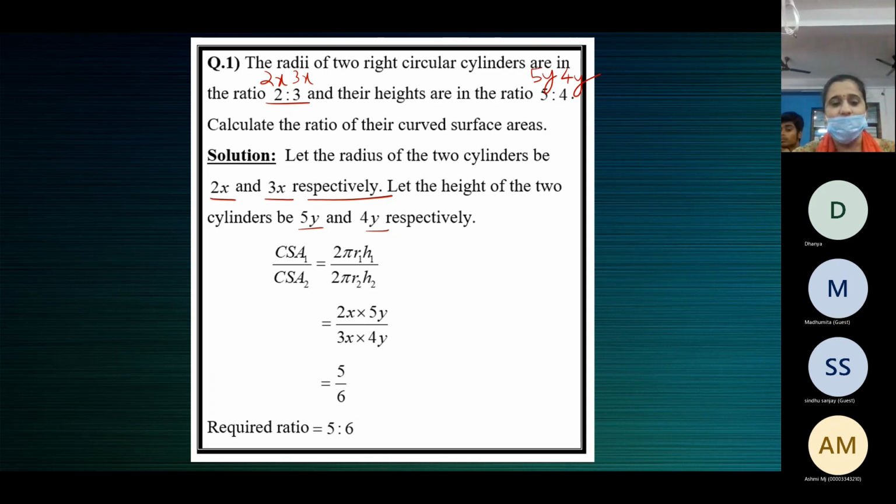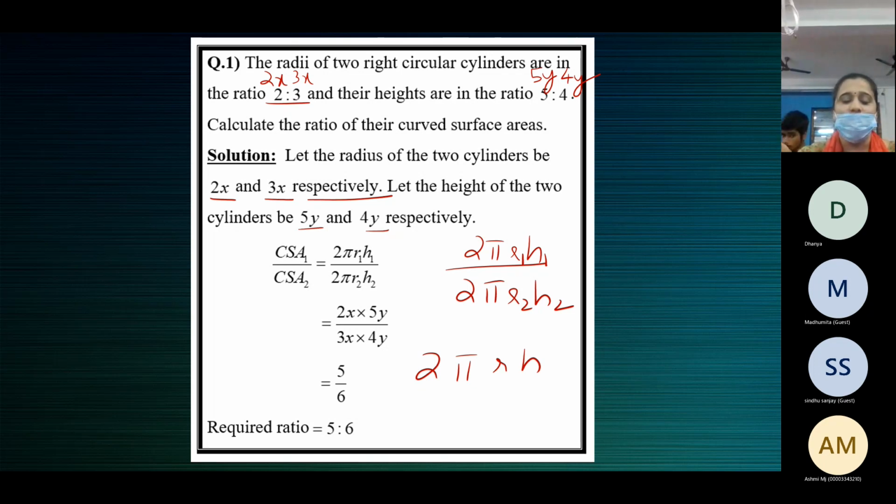Now what is it that we have to find? CSA1 by CSA2, the curved surface area of one cylinder by the CSA of the other cylinder. So what's the formula? 2 pi RH by 2 pi RH. But you cannot say 2 pi RH by 2 pi RH. So it will be 2 pi R1 H1 by 2 pi R2 H2. 2 pi RH is the formula to find the curved surface area of a cylinder. Now we are comparing the curved surface areas of two cylinders, so it will be 2 pi R1 H1 by 2 pi R2 H2.